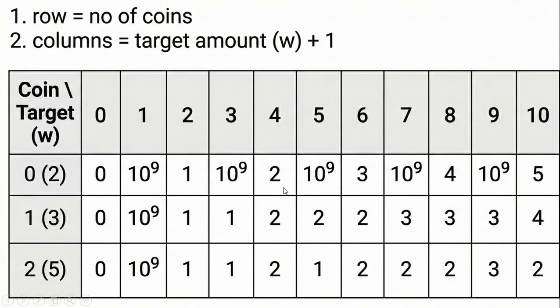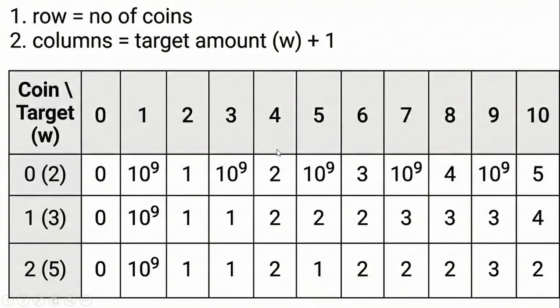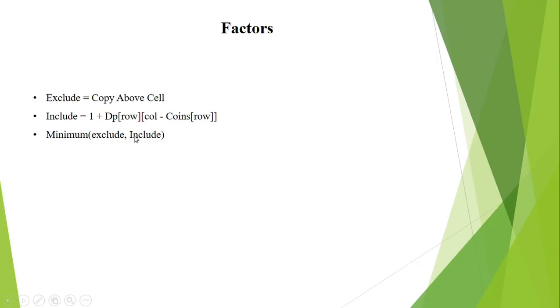Exclude tells us to copy the above cell. When we move to the next row, we can use the previous values. That's why we are using exclude. So if we copy the above cell, here exclude becomes 2, because at this point 4 has a value of 2. Exclude becomes 2, and then we find include using this formula.